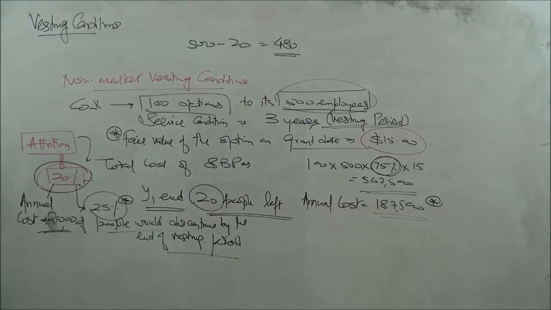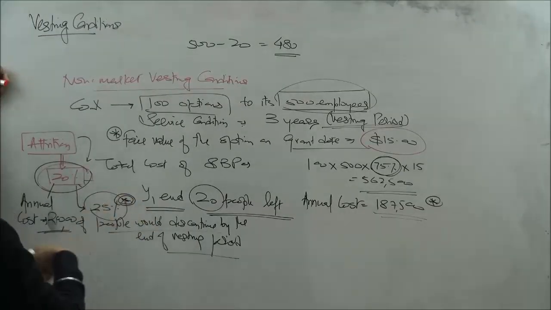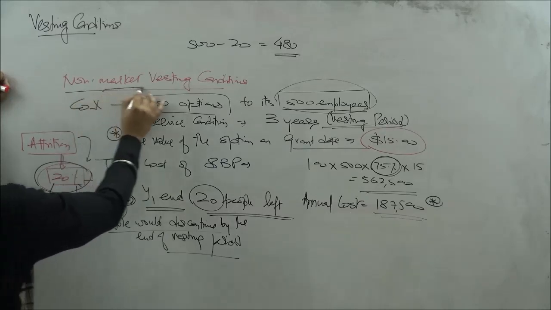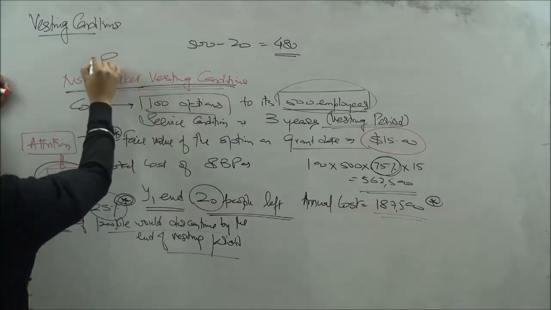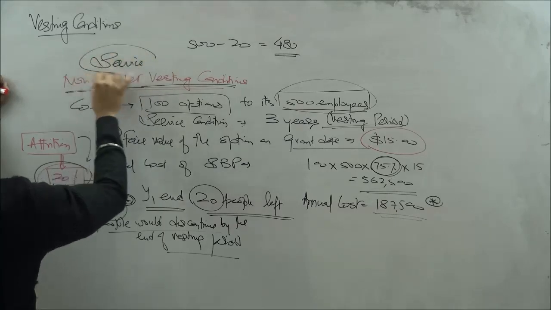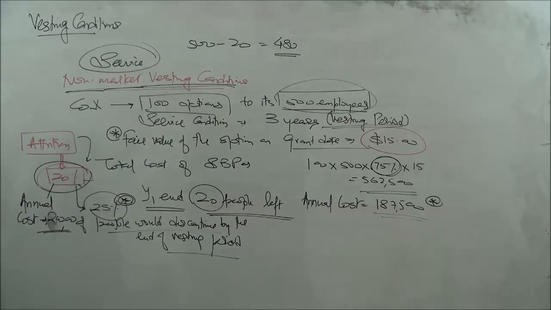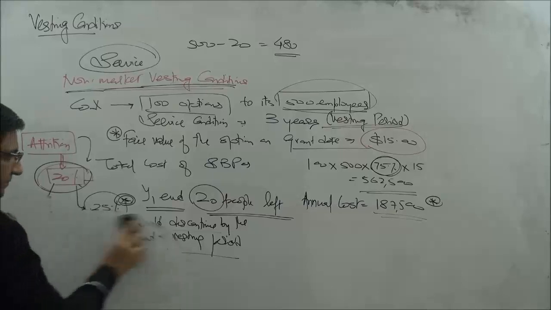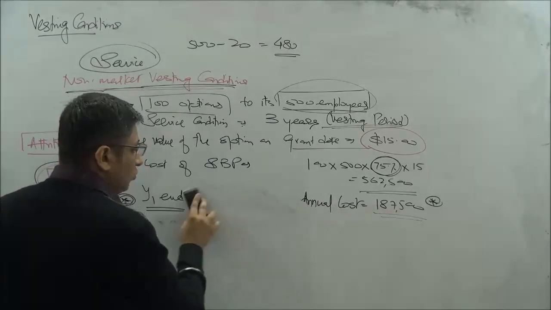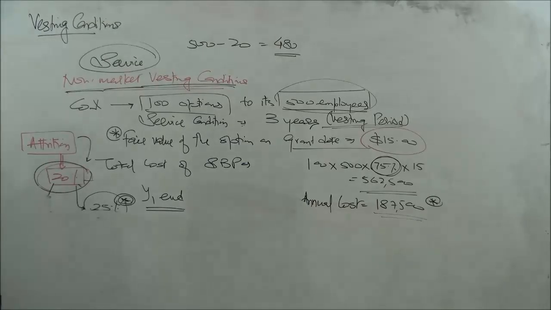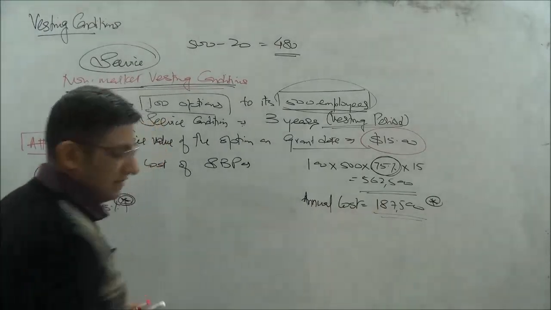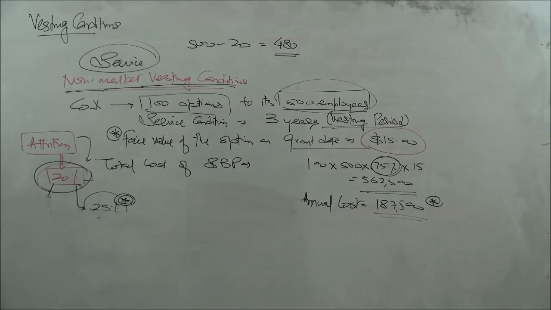Is it okay? Right? So what we need to be careful about is that we're always looking at my estimate around the so-called non-market vesting condition, which is essentially the service condition. How many people would stay up to the vesting period is the question to be considered. Okay? Right? So this is year one. We still want to obviously continue with this part. 20 people had left. Right? So my year one cost comes at 187,500.